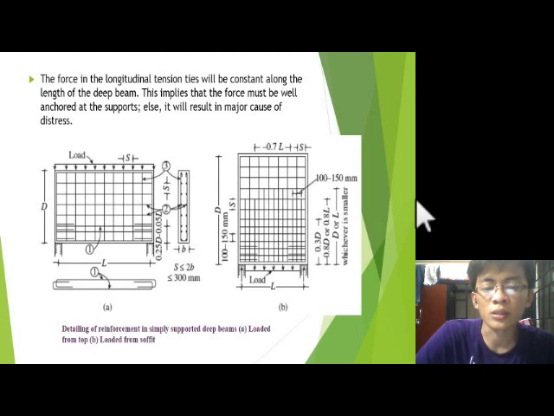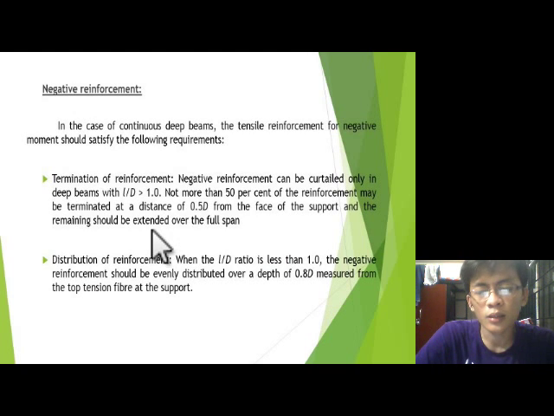From this figure, we see the distribution of the positive reinforcement. We see the positive reinforcement placed at the bottom of the span, or at the bottom of the beam. Here we see the positive reinforcement, and this is the cross section. Here we see vertical and horizontal reinforcement placed along the length of the beam, and here at the bottom we see the positive reinforcement provided at the tension zone. And next is the negative reinforcement.